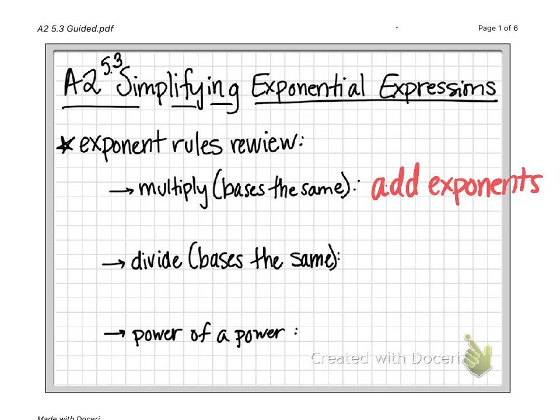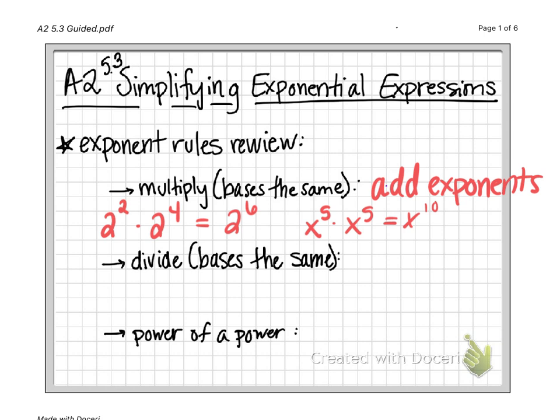Okay, so if you multiply powers and the bases are the same, you add the exponents. So if you have like 2 squared times 2 to the 4th, and you are asked to simplify, that is 2 to the 6th. Same thing if you have a variable, x to the 5th times x to the 5th, for example, you would add your exponents, x to the 10th.